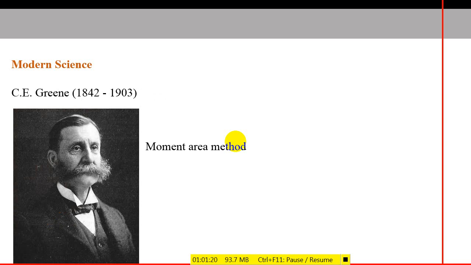This man developed something phenomenal, which is called the moment area method. This is again another method similar to the conjugate beam method, which you can use to estimate the slope and deflection in a beam.